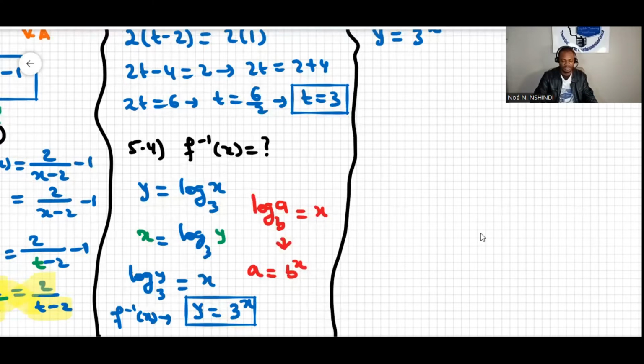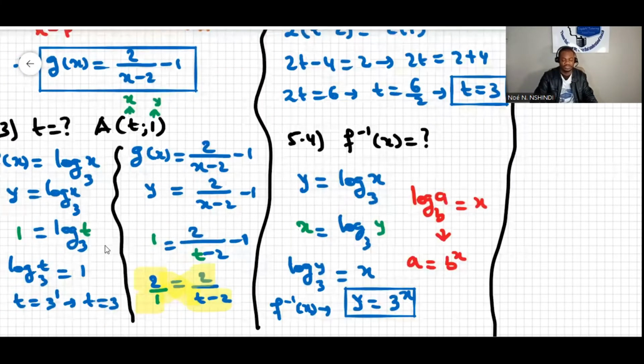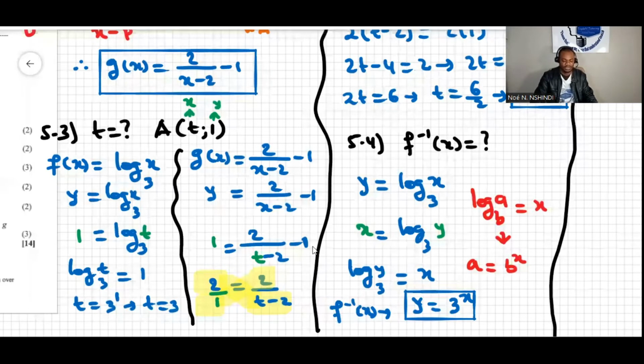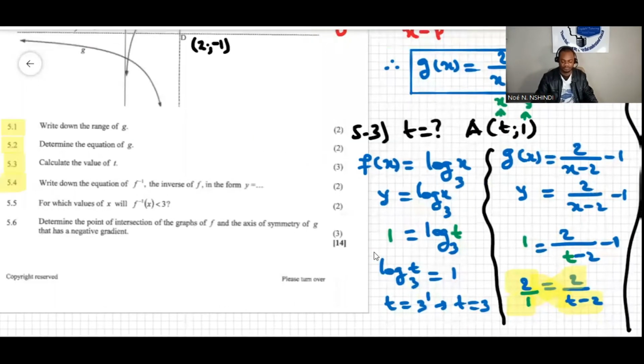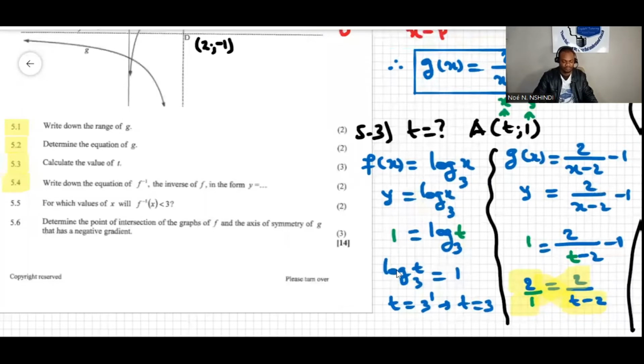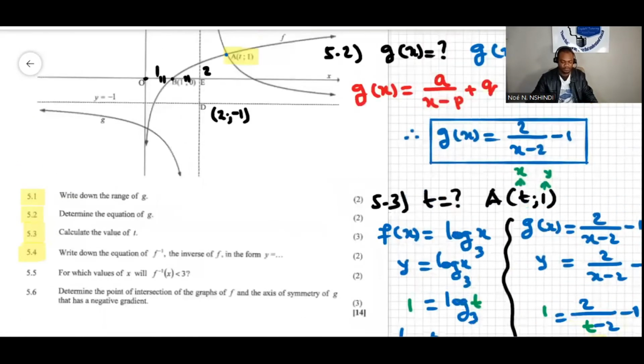And then the next question must be question 5.5, and the question says, for which values of x will f minus 1 of x be less than 3? So for which values of x will f minus 1 be less than 3? So we can work it out. We can calculate this.